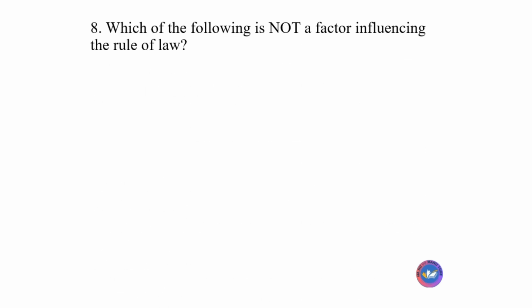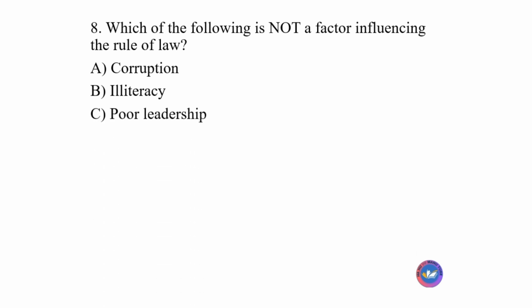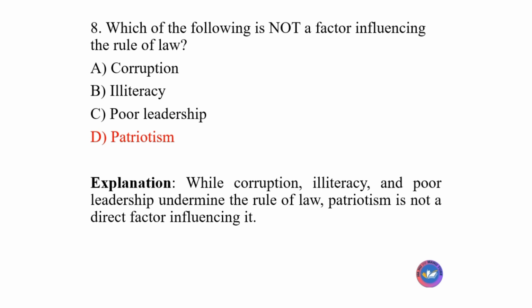Question number 8. Which of the following is not a factor influencing the rule of law? A. Corruption. B. Illiteracy. C. Poor leadership. D. Patriotism. The answer is patriotism. While corruption, illiteracy, and poor leadership undermine the rule of law, patriotism is not a direct factor influencing it.